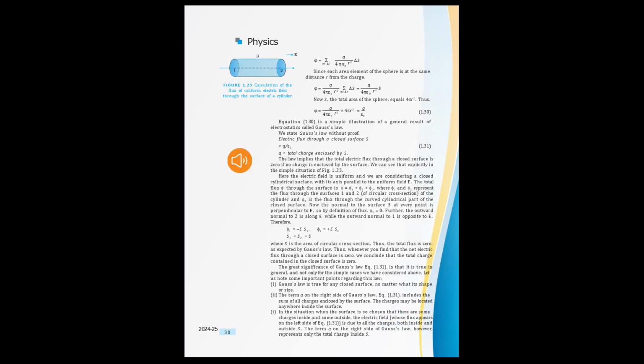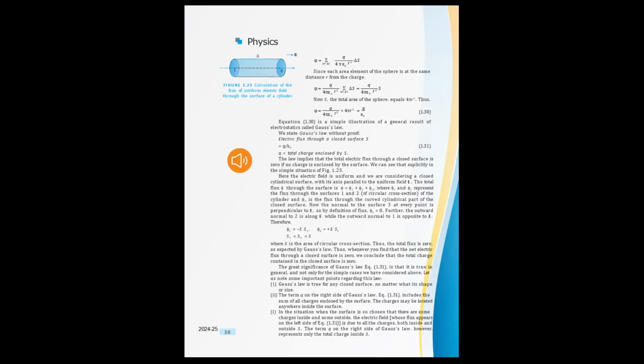Since each area element of the sphere is at the same distance r from the charge, phi is given by q by 4 pi epsilon naught r square summation over all delta S, that will be equal to q by 4 pi epsilon naught r square into S. Now S, the total area of the sphere, equals 4 pi r square. Thus phi equal to q by 4 pi epsilon naught r square into 4 pi r square, that's given by q by epsilon naught. This equation is a simple illustration of a general result of electrostatics called Gauss law.